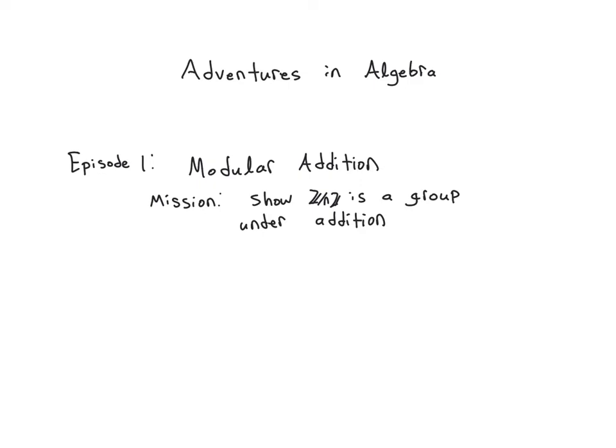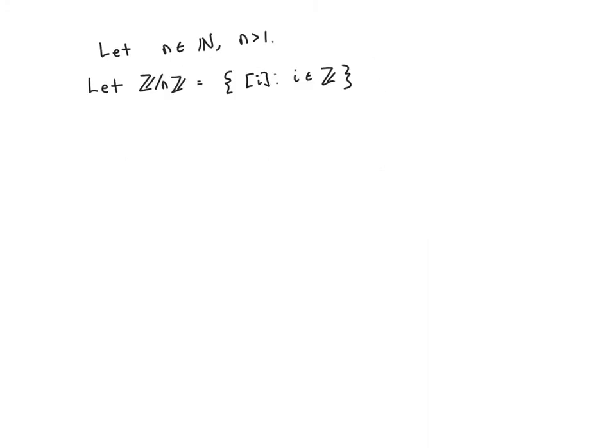Hello, mathophiles. In this episode, we're going to show that Z mod NZ is a group under addition. Z mod NZ are the equivalence classes from modular arithmetic modulo n. So let n be a positive integer greater than 1. We're going to let Z mod NZ be the set of equivalence classes.